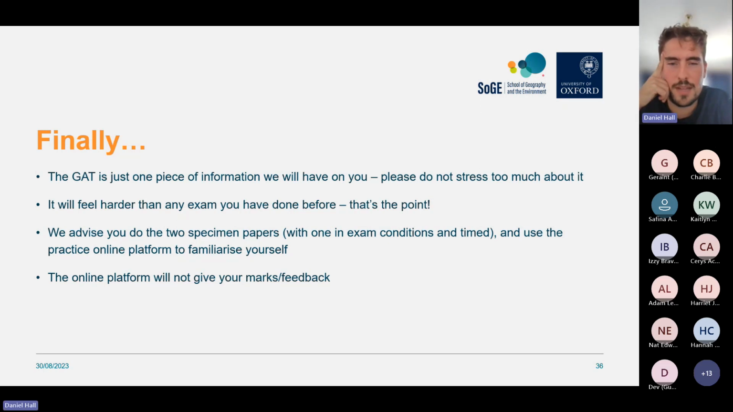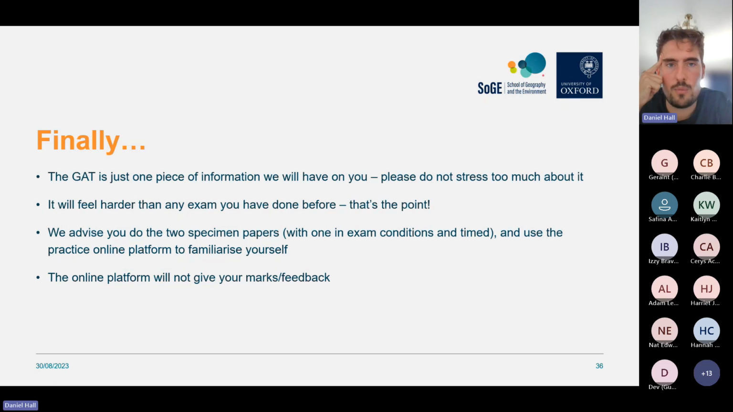You're probably not going to get that level of marks in this test because we need to differentiate between many different smart people, so don't be put off if you have a go and get quite a few wrong. So we advise you do the two specimen papers with one in exam conditions if possible and timed, just to get used to the timing, and then have a go on the practice online platform to familiarize yourself with how it would feel on the day.